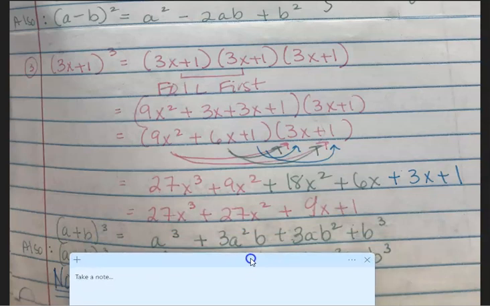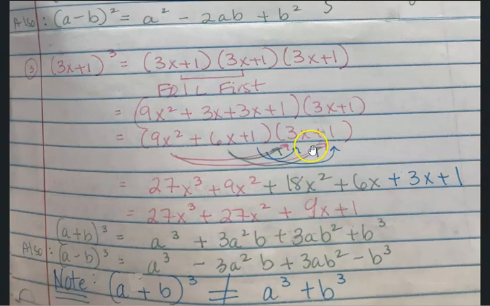Now, this one's a little bit harder, so if you don't memorize this one, it's really not that big of a deal. The a minus b squared was easy, and the a plus b squared was easy, but the a plus b cubed and the a minus b cubed are not as easy, so you don't have to memorize these formulas at all. But if I go to try to use this formula, I'm going to take a and I'm going to cube it. That was my 3x times 3x times 3x. That's where this 27x cubed came from.